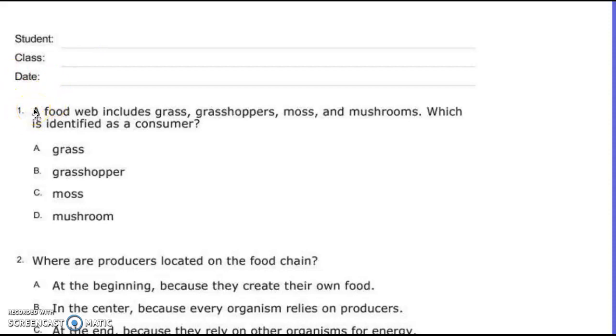Now, you're probably used to something very similar to this because you do it in ELA all the time. So let's go ahead and do this. We're going to underline our keywords here. So I have food web. I have grass, grasshoppers, moss, and mushrooms. And it says which of these is identified as a consumer.